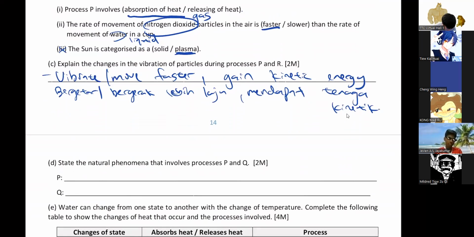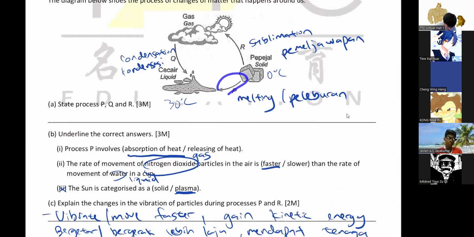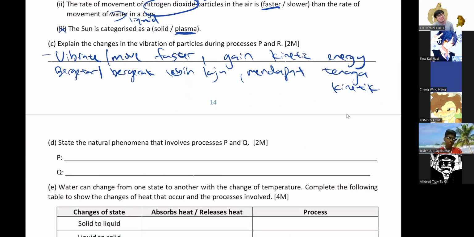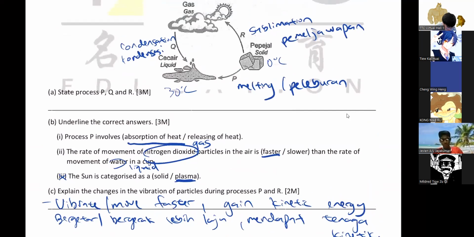So D, state the natural phenomena that involve P and Q. Where do you see this in everyday life? So P, where do you see melting? Melting of snow, melting of ice. Okay, melting of ice or melting of snow, peleburan ice. And then Q, where do you see Q?